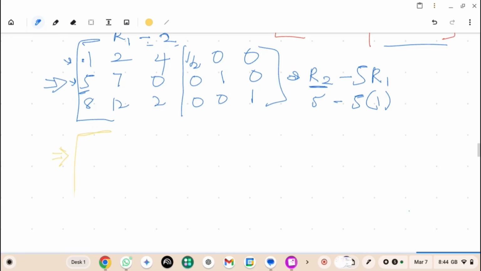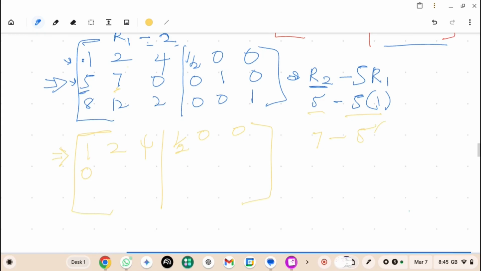So we have row 1 as 1, 2, 4, 1 and 2. We have 0 here. Then in row 2, we subtract 5 times this, so we have 0 here. So we are moving to the 7. We said row 2 minus 5 row 1. So row 2 now is 7 minus 5 row 1. Row 1 is what? Row 1 is 2. So 5 times 2 is 10. 10 minus 7, you have negative 3. So here is negative 3.